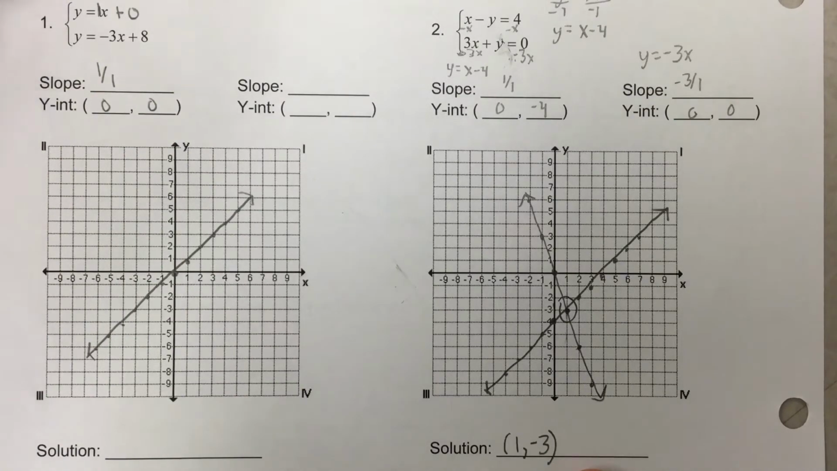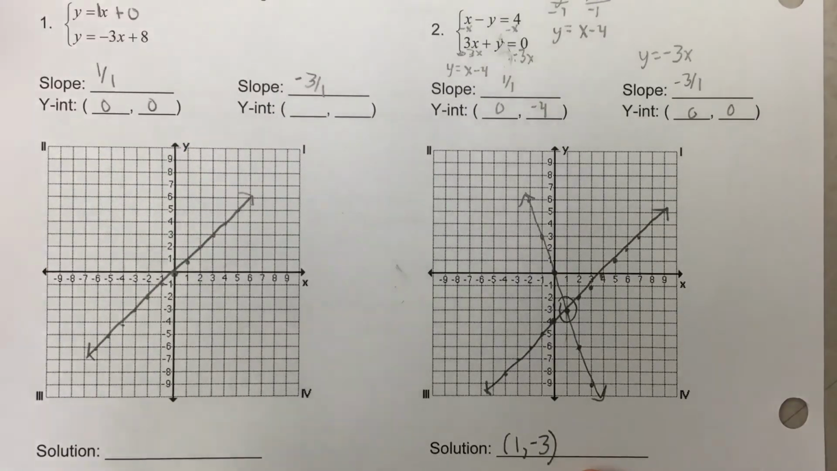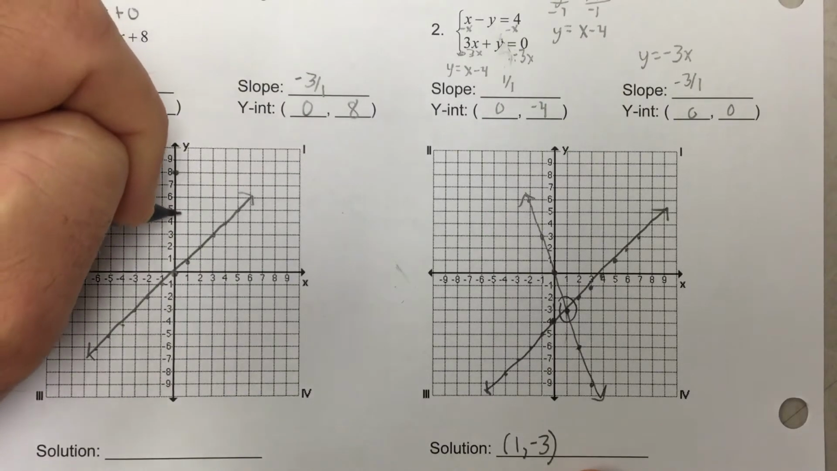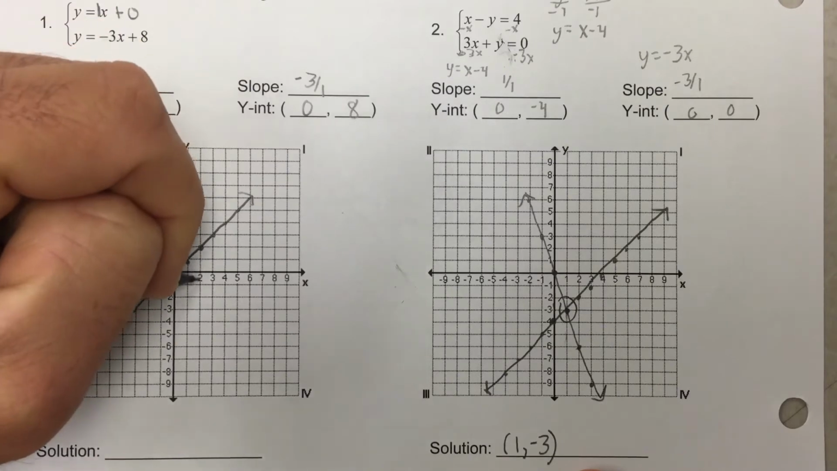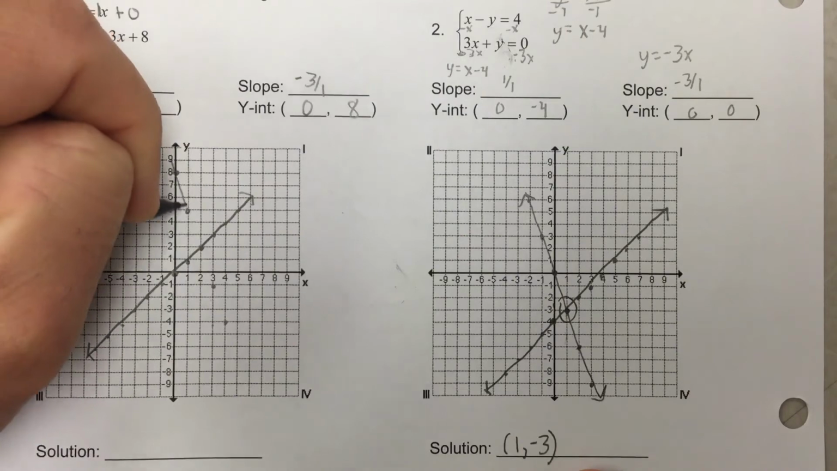With regard to the second equation, our slope is -3, which we can put over 1, and (0, 8) is our y-intercept. So we'd start at (0, 8) and go down 3, right 1, down 3, right 1, down 3, right 1, and connect our points.